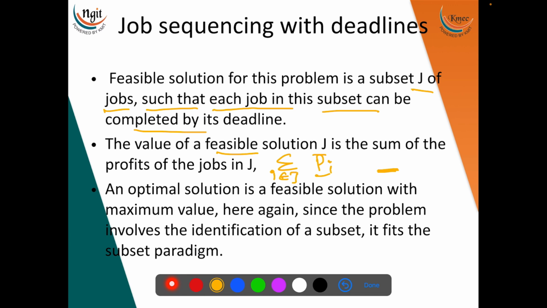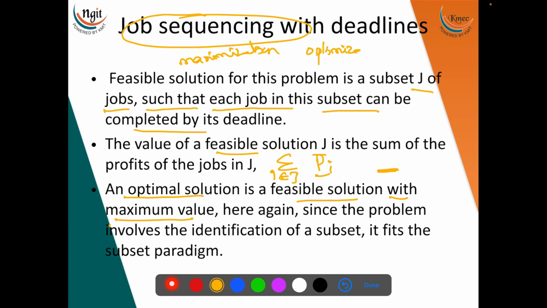Now what is the optimal solution? An optimal solution should be a feasible solution with maximum value. So job sequencing is a maximization problem, or an optimization problem. An optimization problem is a problem whose result is either maximization or minimization. As far as the optimal solution of job sequencing with deadlines is the maximum value, you can say it is a maximization problem. Since the problem involves the identification of a subset, it fits the subset paradigm.